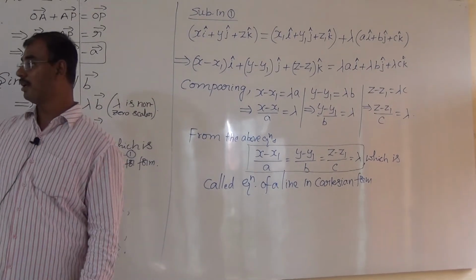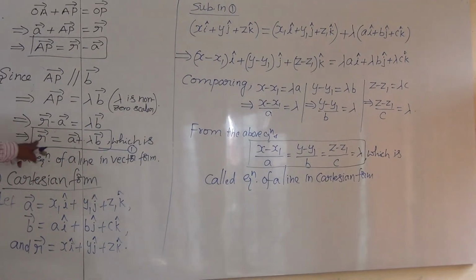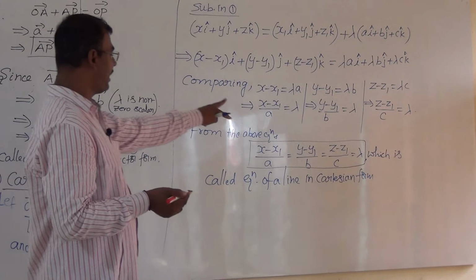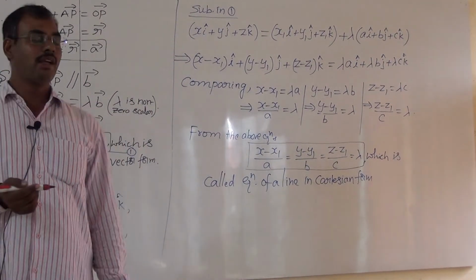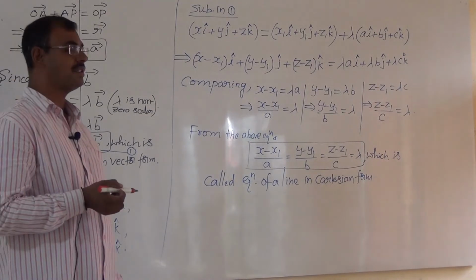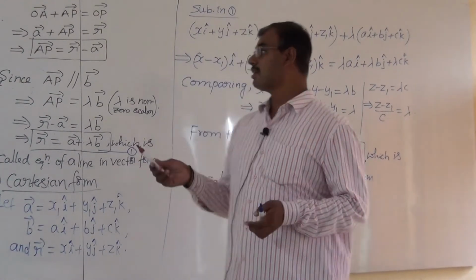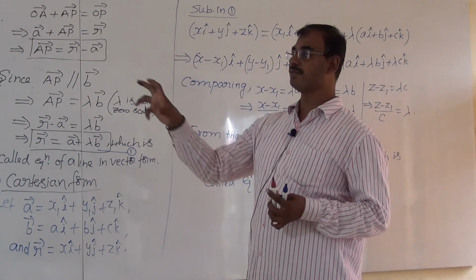So observe that, all of you. What is the equation of a line in vector form? R bar is equal to a bar plus lambda times b bar. What is the equation of a line in Cartesian form? x minus x1 by a is equal to y minus y1 by b is equal to z minus z1 by c. It is called the equation of a line in Cartesian form.